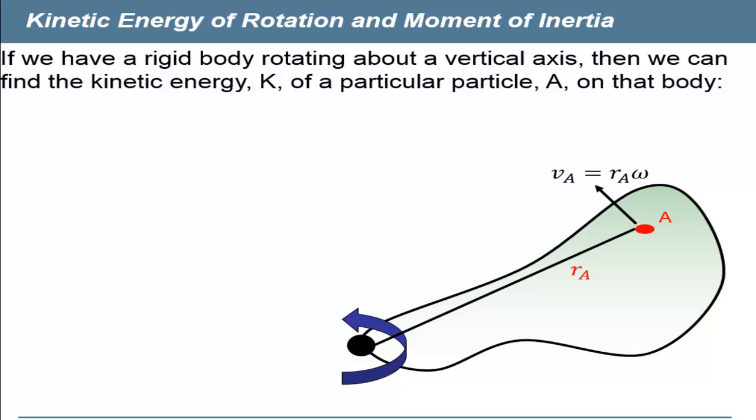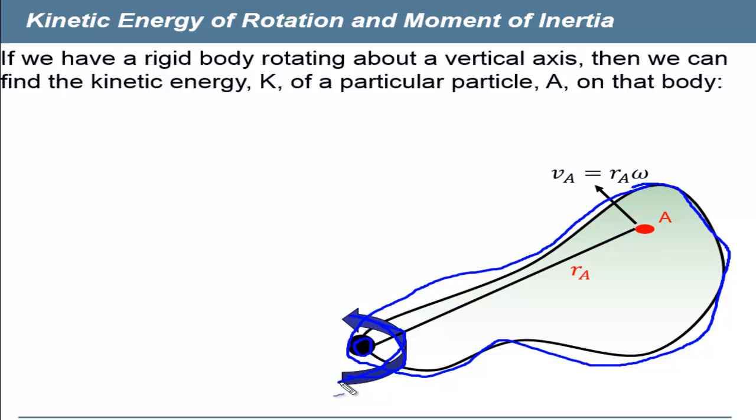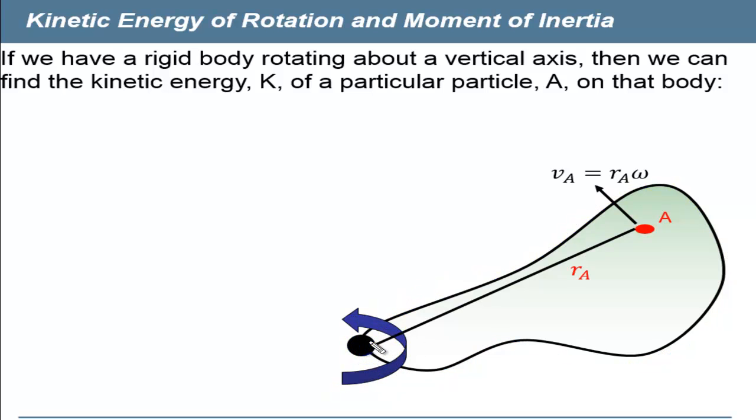So we can also talk about the kinetic energy of a rigid body that rotates about some axis. Let's say we have this shape here, and it's rotating about some fixed axis here, and it's rotating in this direction. It's rotating counterclockwise about this fixed axis right there.